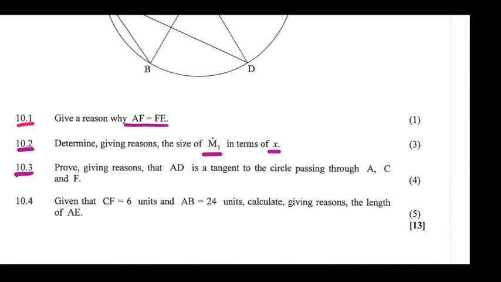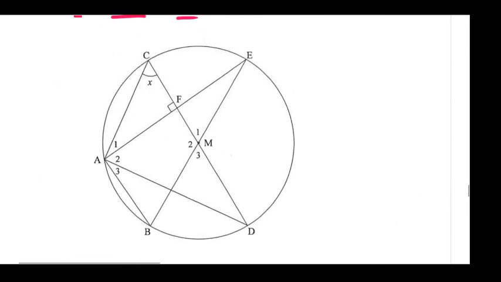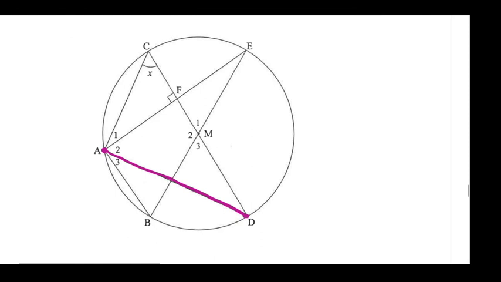Anyways, let's go to 10.3. Prove by giving reasons that AD is a tangent to the circle passing through these 3 points here, right? So let's go and first identify AD. So AD, it's this line here, from this point all the way up to this point. So let me just indicate with the line. Cool. And then we are told that it passes through a circle with points A, C, and F, right? So the points of the circle is A, C, and F, right?